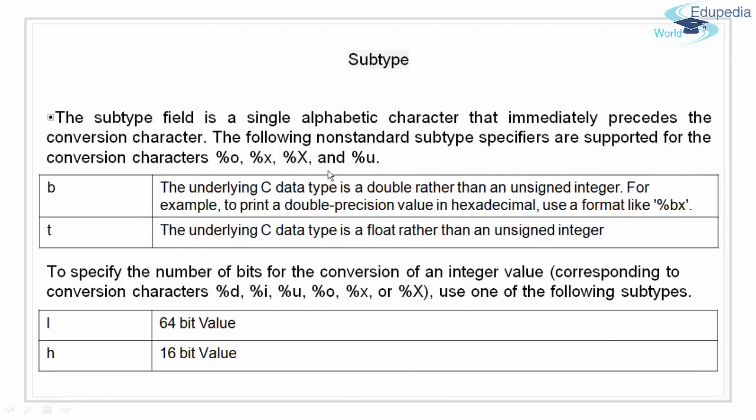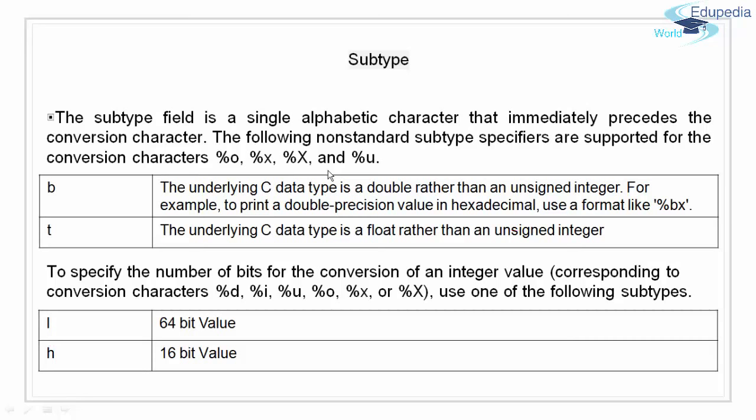Subtype. The subtype field is a single alphabetic character that immediately precedes the conversion character. The first table shows the non-standard subtype specifiers supported for the conversion characters for octal, hexadecimal, and decimal format operators. We have b that says the data type is a double rather than an unsigned integer. For example, to print a double precision value in hexadecimal, we use a format like %bx. Then we have t, character t, that says the data type is a float rather than an unsigned integer.